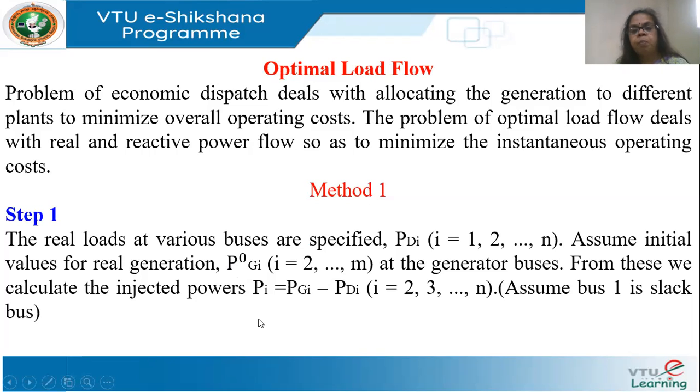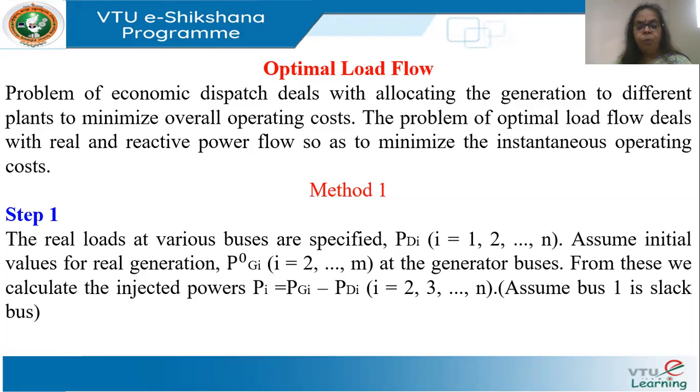And you know what the injected power is defined as, the generation minus the demand. That is the net injection into the bus. Okay. So the generation is injected, the demand is drawn. So the net injection is the difference of the two. So I calculate Pi for all the buses, excluding the slack bus. So this is the first step.